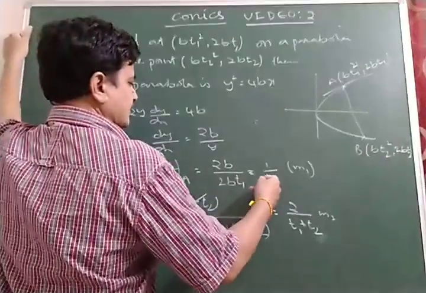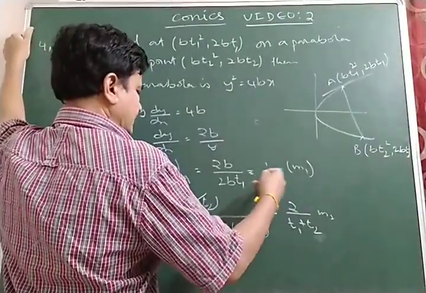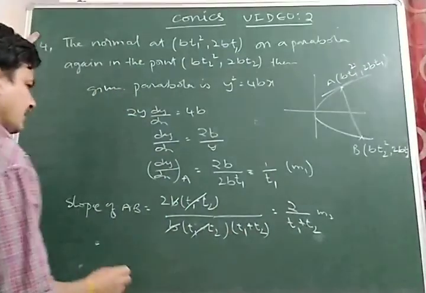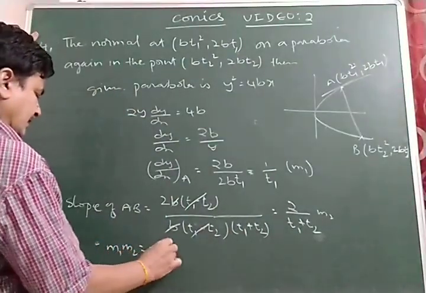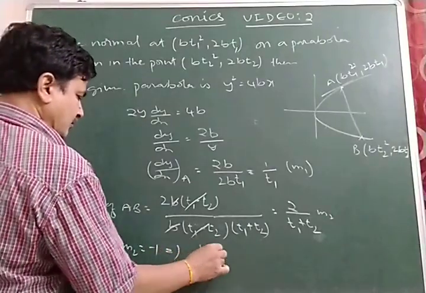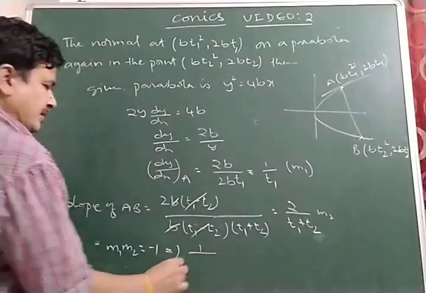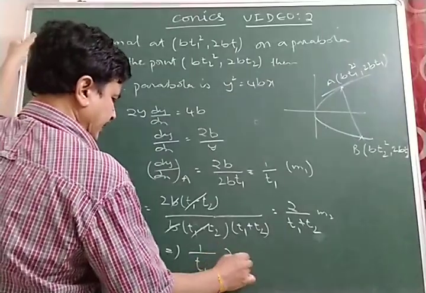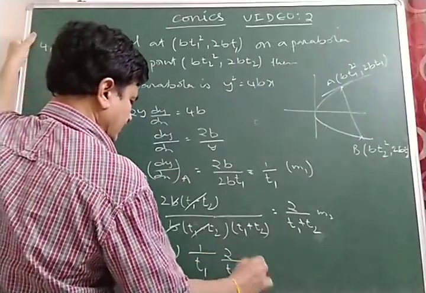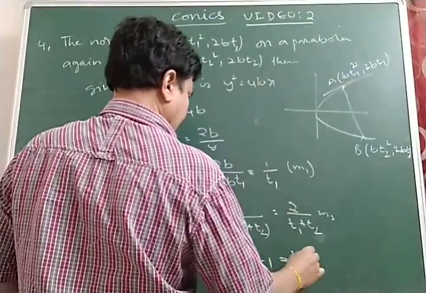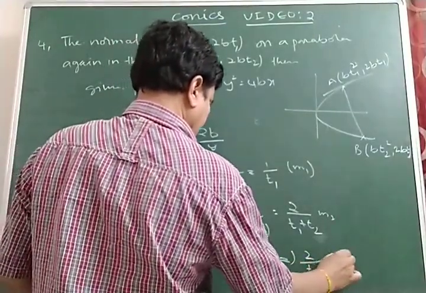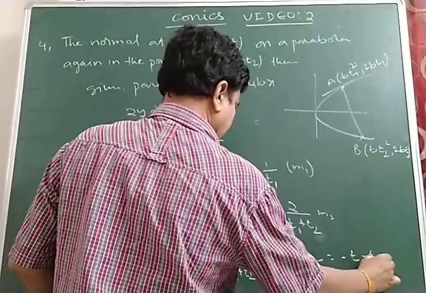This is the slope of the tangent. This is the slope of the normal. So m1 into m2 is equal to minus 1. So that implies 1 by t1 into 2 by t1 plus t2 is equal to minus 1. Now this can be written as 2 by t1 is equal to minus t1 minus t2.